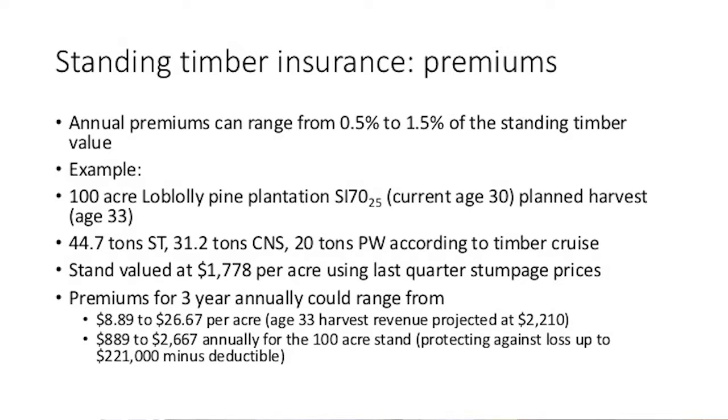Now, that's protecting harvest revenue in another 3 years projected at $2,210. So the premiums then would be $889 to $2,667 annually for the 100-acre stand. And again, we're protecting against loss up to $221,000 less the deductible.